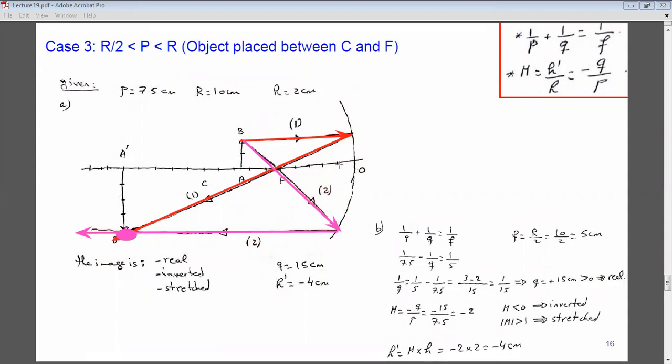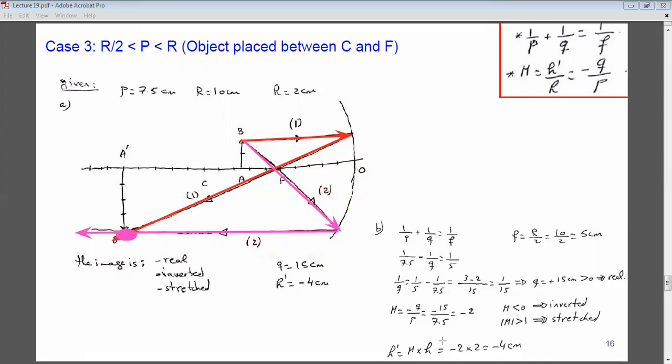Q, if I just count, in this case P is 7.5. So the first thing we do is we draw A at 7.5. R is 10, so C is away from O by 10, and H is 2 centimeter. We draw the rays. Now, where is Q? It is at 1, 2, 3, 4, 5, 6, 7, 8, 9, 10, 11, 12, 13, 14, 15. So we got Q equal 15. And H prime, it is 1, 2, 3, 4. So H prime equal -4.